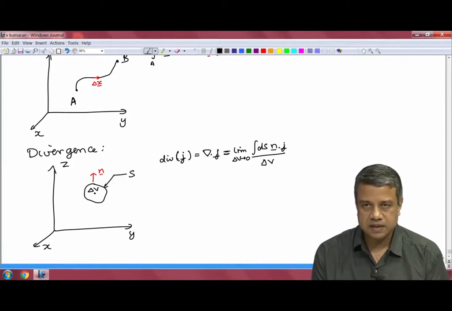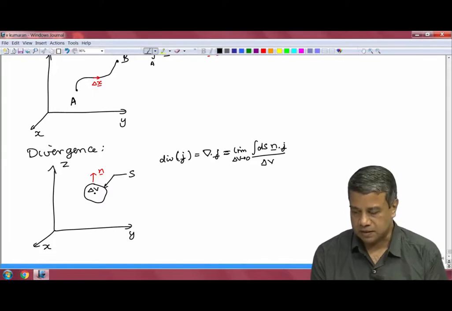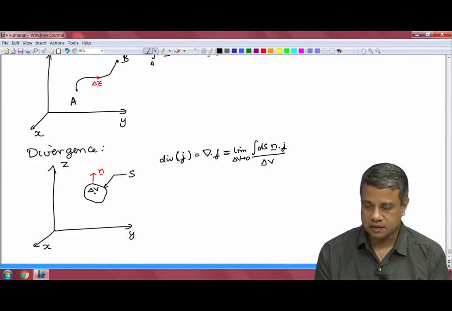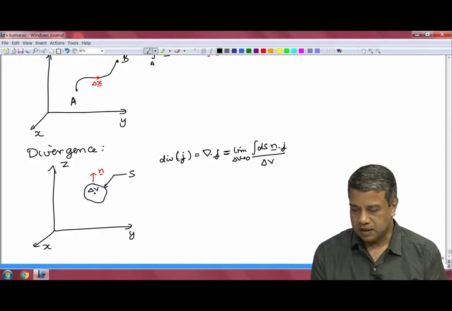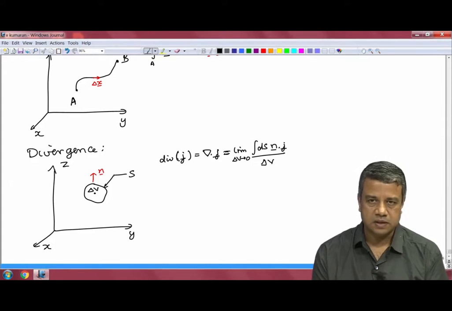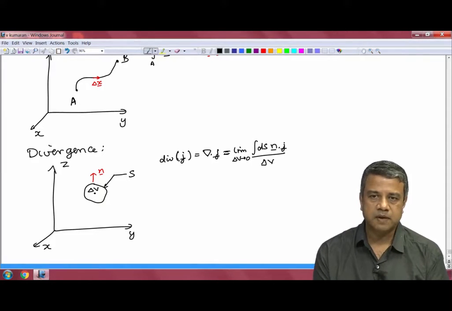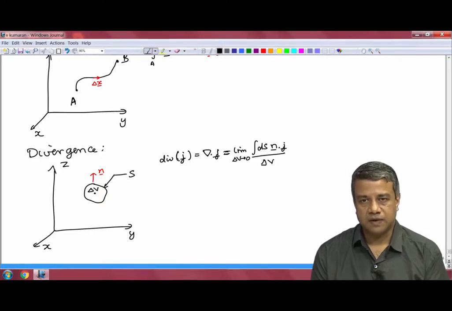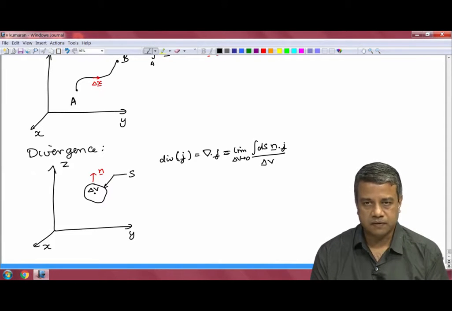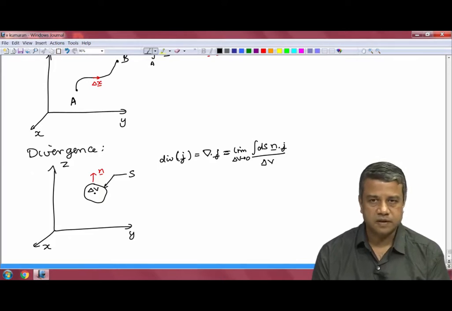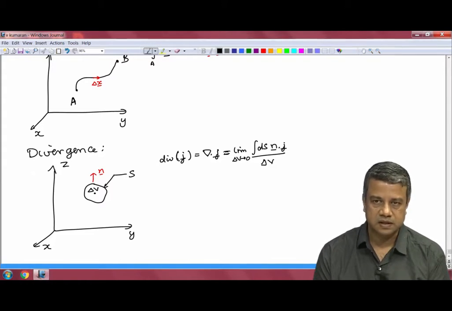The divergence has dimensions of 1 over length, because it is a surface integral divided by delta V, and in the limit as delta V goes to 0, as it shrinks to a point, the value of the divergence is independent of the volume delta V that is used. You can use any volume, the value of the divergence will be independent of that volume, and it is only a function of the position. So, it is a single valued function of position at that location.